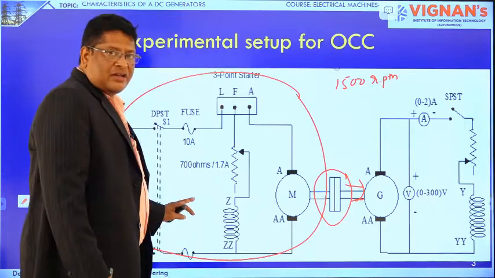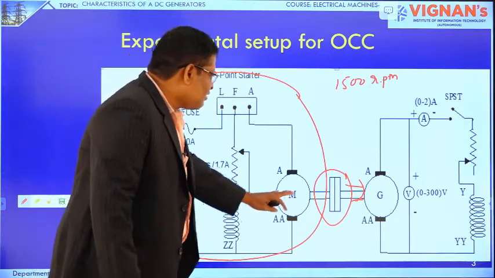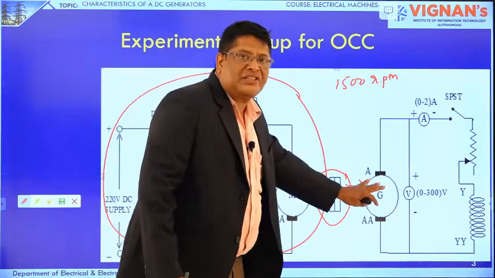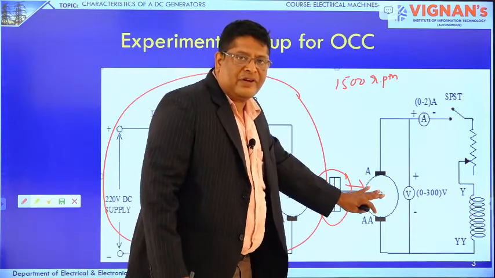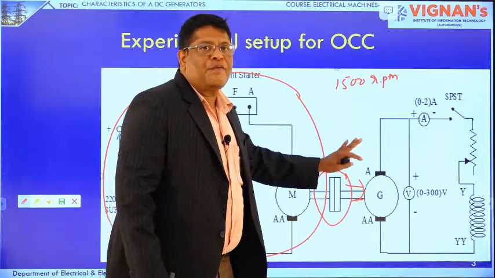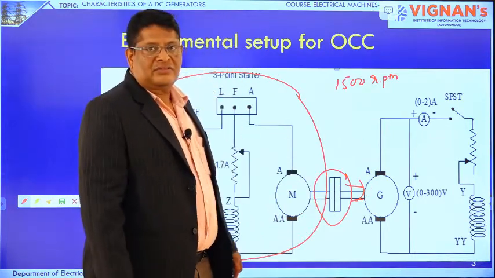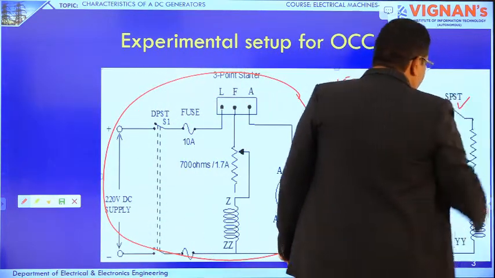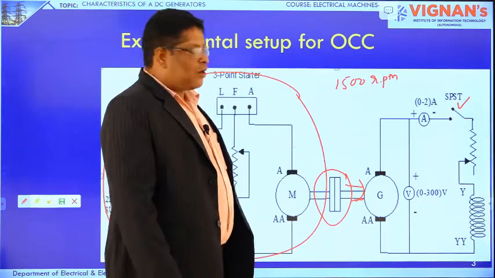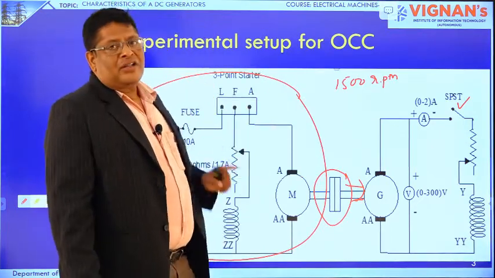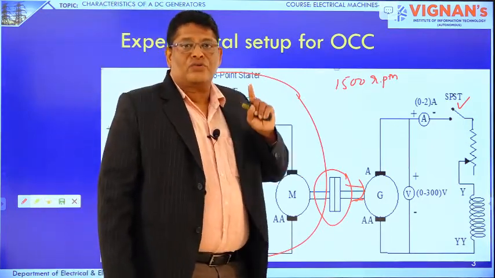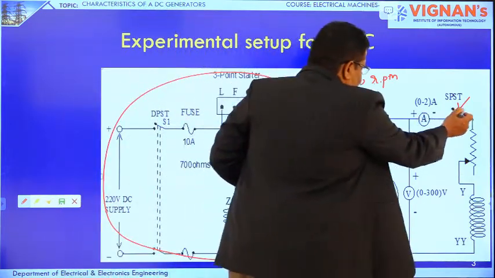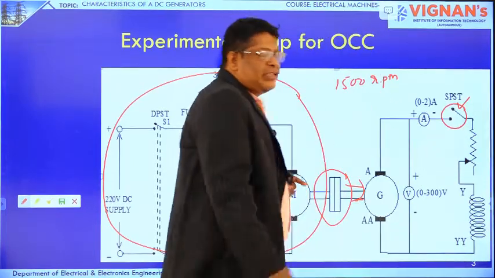Start the motor and run the generator at 1500 RPM. Whenever the speed of the generator reaches 1500 RPM, first you have to open the switch and note down the readings of the voltmeter and ammeter. The first reading we should take at a constant speed by opening the switch.